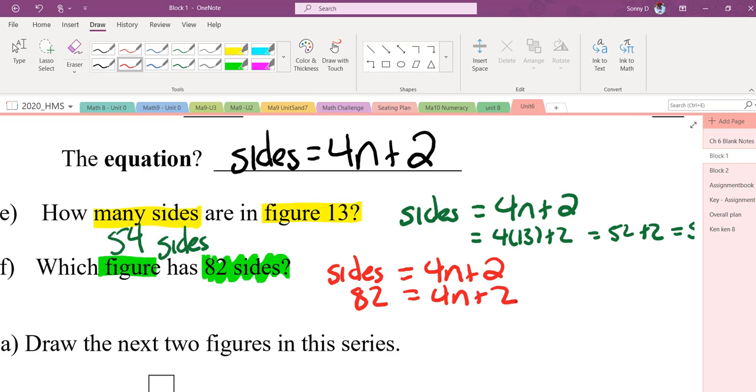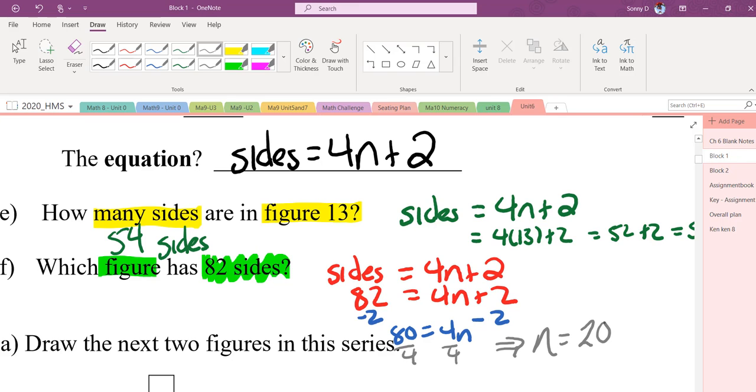Now the good thing is these equations are a lot easier than the stuff that we were doing last chapter. So we have to solve for n. We need to get rid of the 4 and the 2 off that side. Which one do we go first? Minus 2. Minus 2, minus 2. So we're left with 80 is equal to 4n. Then we divide by 4, divide by 4. n is equal to 20. So the figure is figure 20.